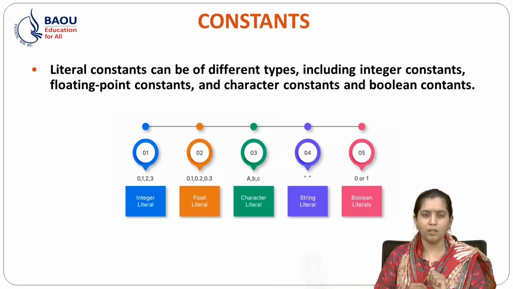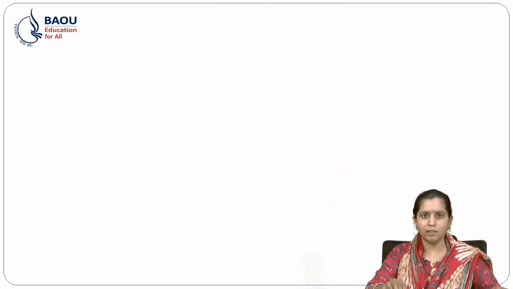Character constants are used to represent a single character. It is enclosed in single quotes. Character constants can be alphanumeric characters, special characters or escape sequences. Escape sequences are special characters that have a specific meaning, such as the new line character, that is slash n, or the backspace character, that is slash b. Symbolic constants in C++.